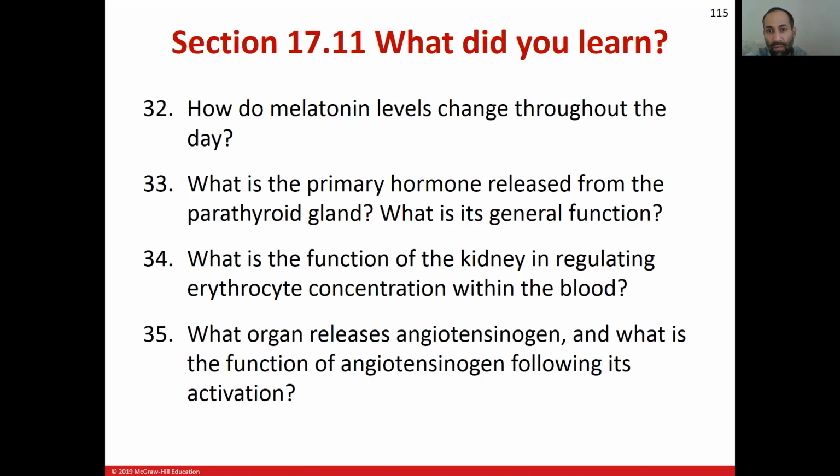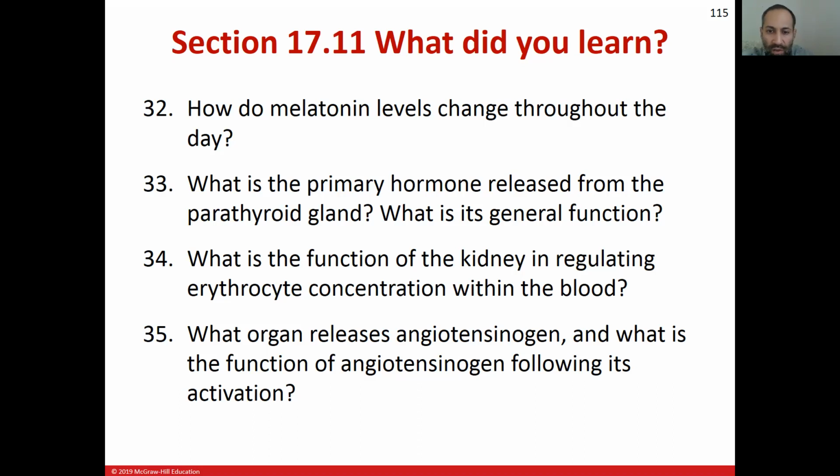Okay, how do melatonin levels change throughout the day? They increase as nighttime approaches, and then they decrease when you open your eyes and sunlight floods into your brain. So what is the primary hormone released from the parathyroid gland? The parathyroid hormone. What is its general function? It raises blood calcium levels, increases them. What is the function of the kidney in regulating erythrocyte or red blood cell concentration within the blood? Kidneys release a hormone called erythropoietin or epogen, which increases red blood cell production. What organ releases angiotensinogen? Your liver.